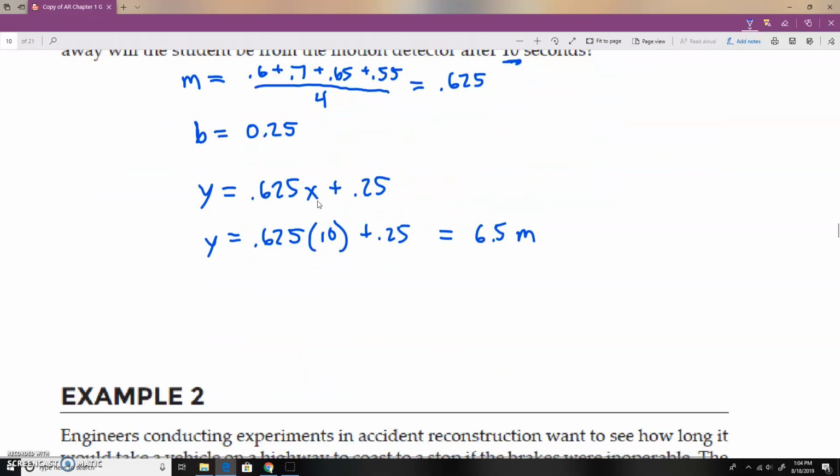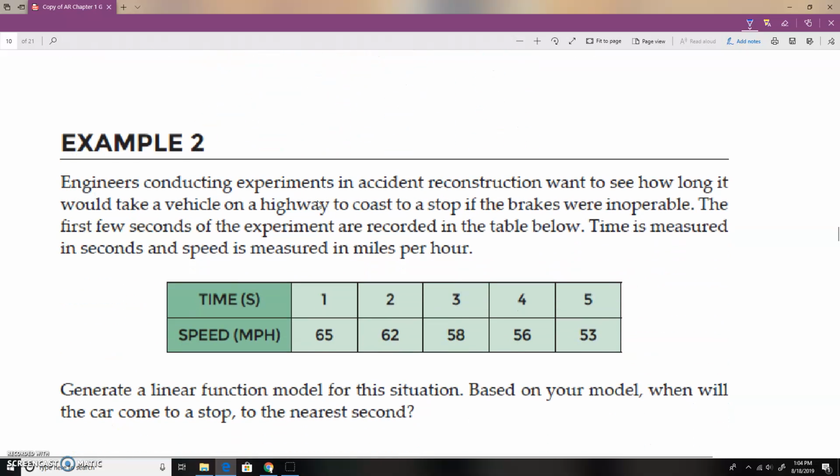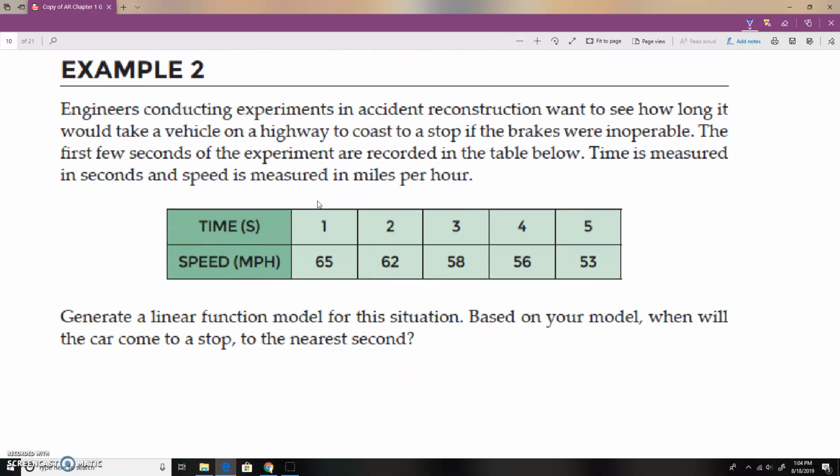All right, so let's look at a second example. And we're going to write a linear function for this set of data that isn't exactly linear. All right, so engineers are conducting an experiment in accident reconstruction, and we'll see how long it takes a vehicle to stop. Okay, so this is the speed a vehicle is going. We'll let that be our y, and we'll let the number of seconds be our x.